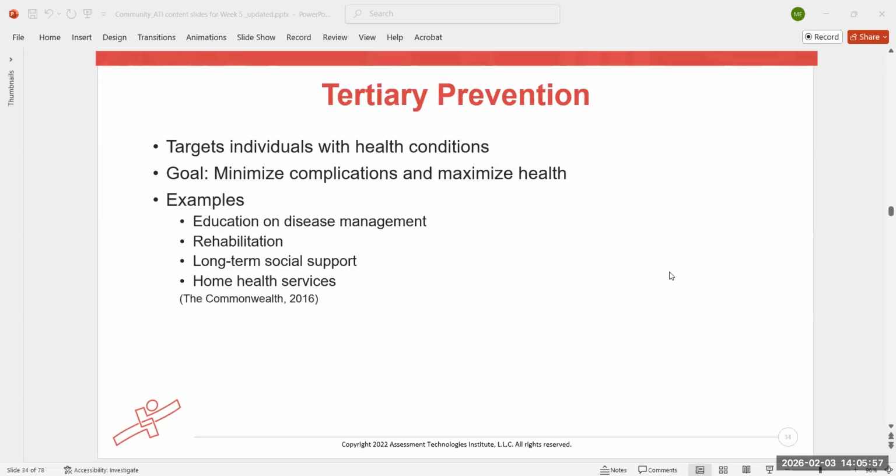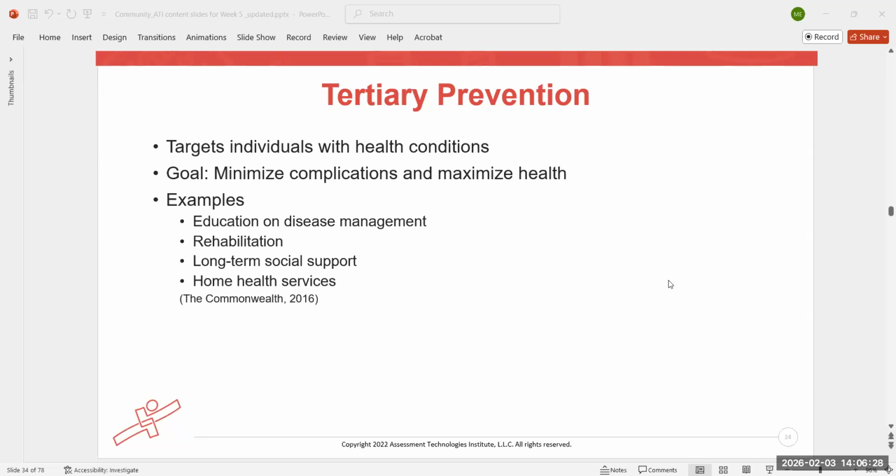And then tertiary prevention, you are now working with individuals that have health conditions, and you are trying to promote safe rehabilitation for them. You're trying to help minimize further complications and maximize the health that is left. Think about a patient who experienced a stroke. There are different levels of therapy that are going to be involved with their care.